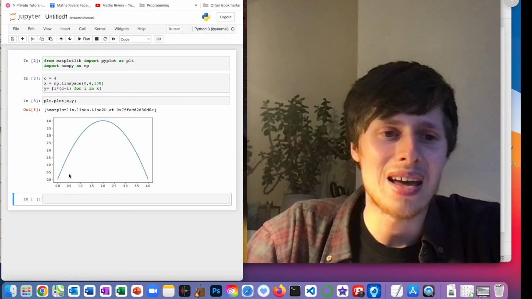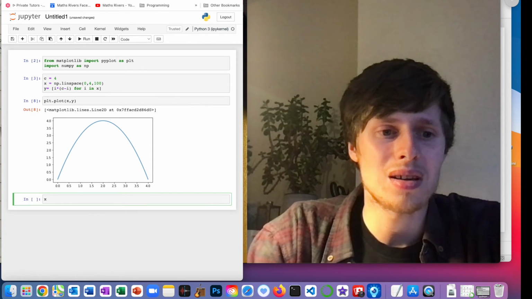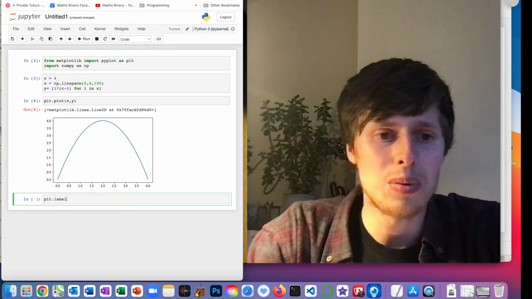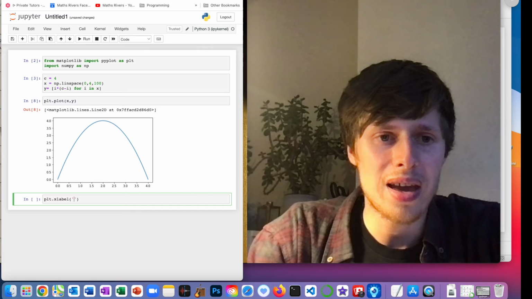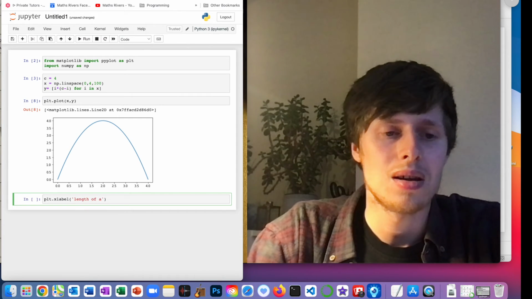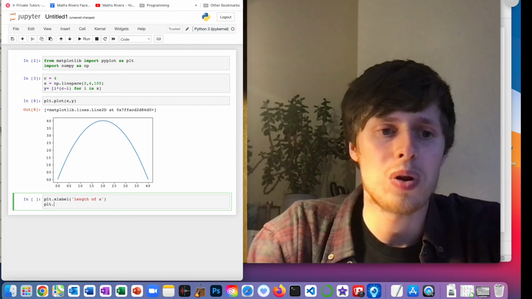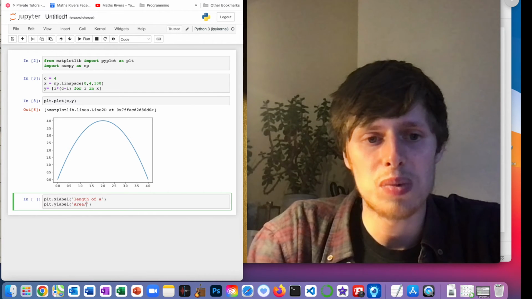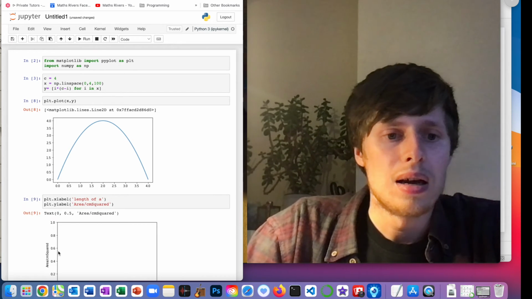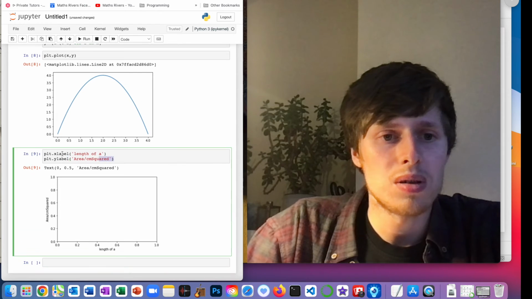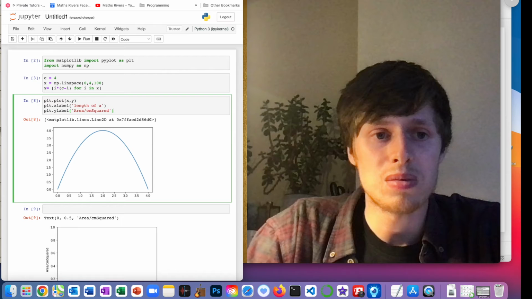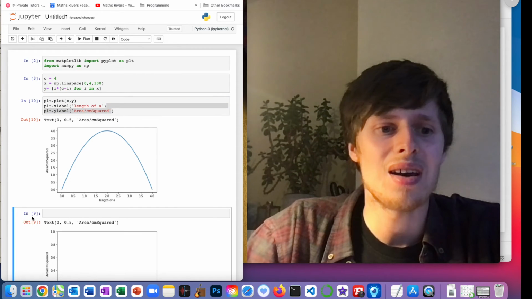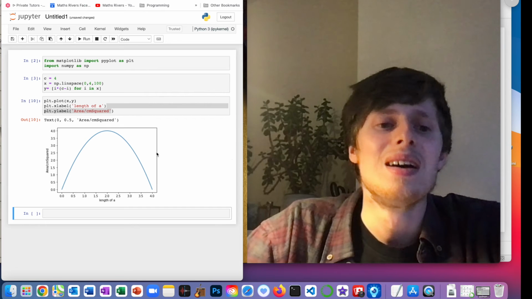So I've plotted x. Actually, let me label this, so plt x label. I'm going to label the x as the length of a, and then I'm going to say that the y label is the area in centimeters squared. Okay, so, oh, what happened there? You see, I'm still learning. I think we need to do both at the same time. Yeah, there we go. Okay, so we've got this now.